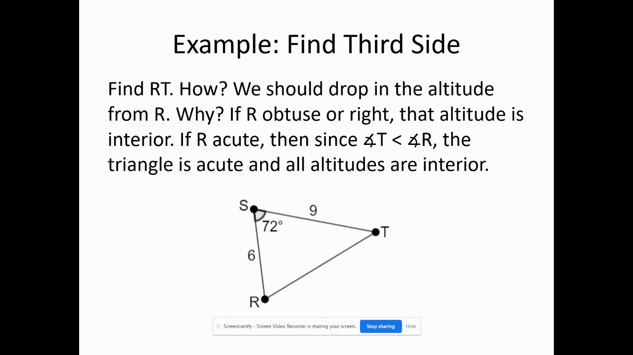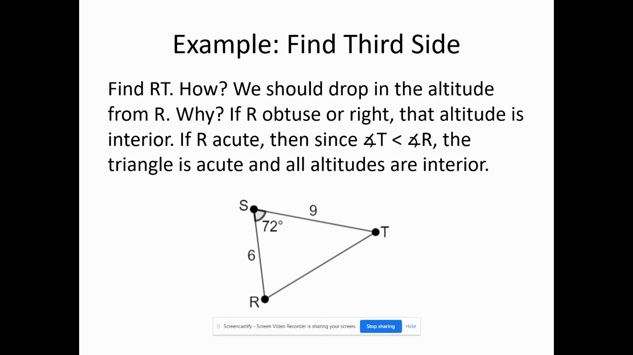First bit of advice, don't drop in the altitude from S, the angle that you know, because you then will have split S up into two parts and you won't know what those parts are. So if you want to do trig with an angle, you've already got a hurdle in your way because you don't know any acute angles of any right triangle, so don't do that. So the question now is this. Will I take the altitude to the 9 or will I take it to the 6? My advice, take it to the 9 because we know where that altitude has to be.